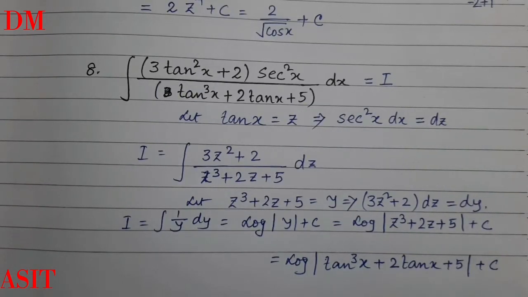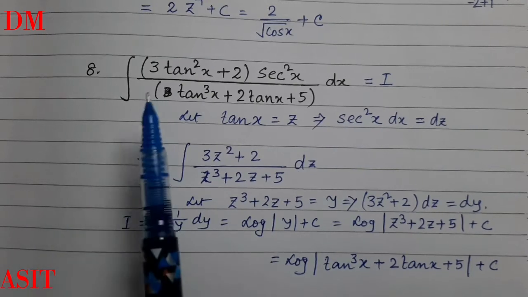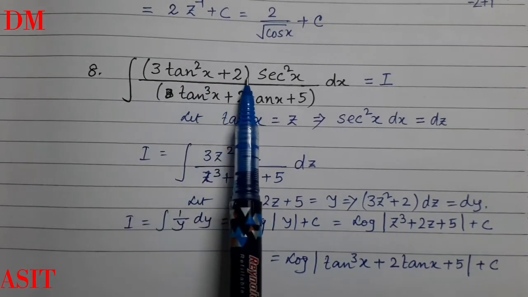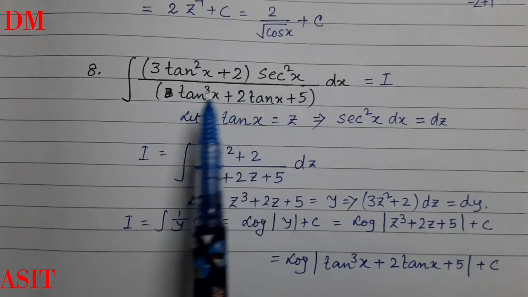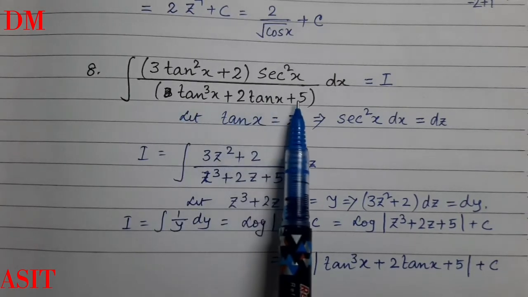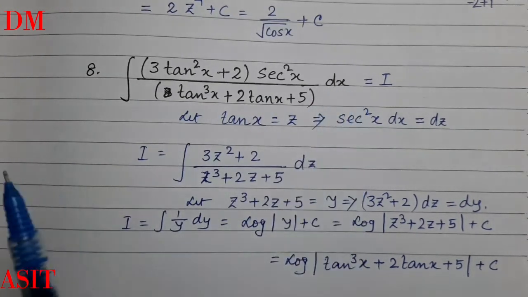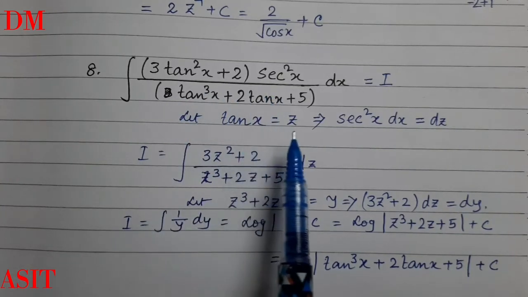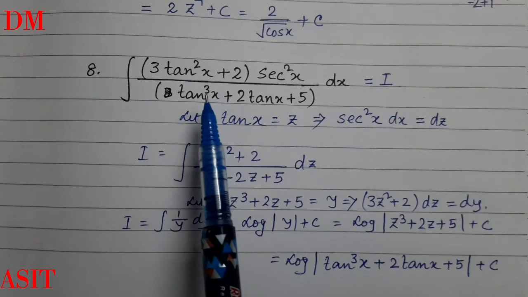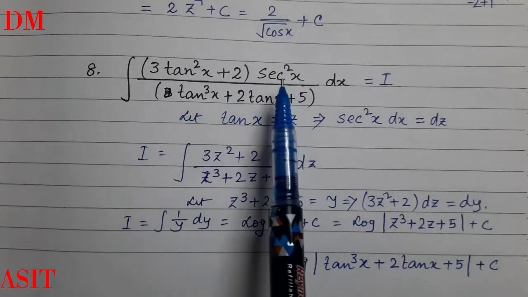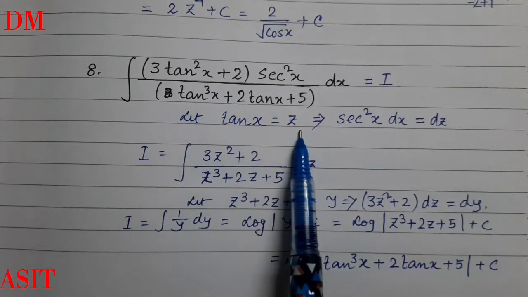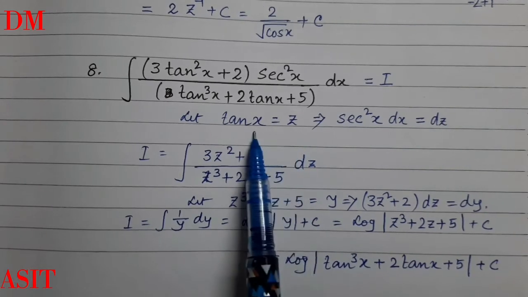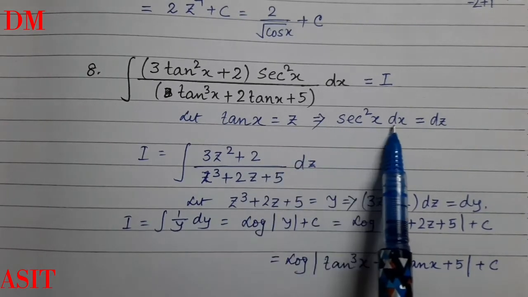Now let us see the 8th question. It is given that we need to integrate (2 tan square x plus 2) into secant square x by tan cube x plus 2 tan x plus 5 dx. Simple. We know the differentiation of tan x is secant square x, so we need to take tan x as a substitution. So tan x equals z, and secant square x dx will be dz.